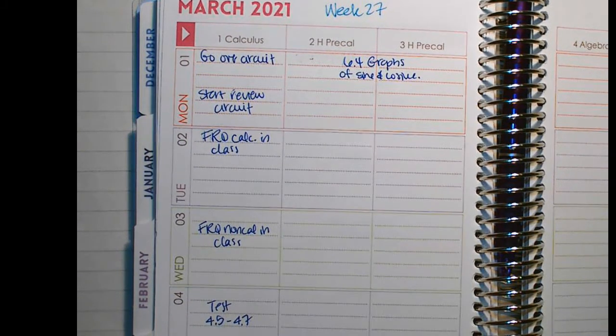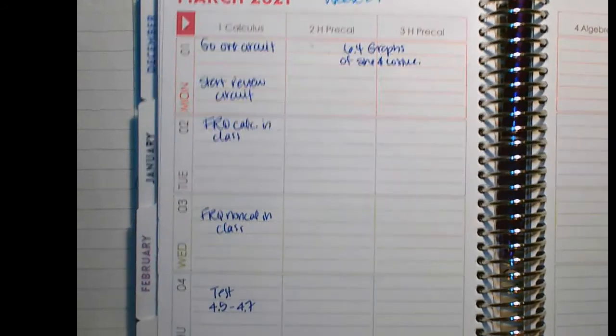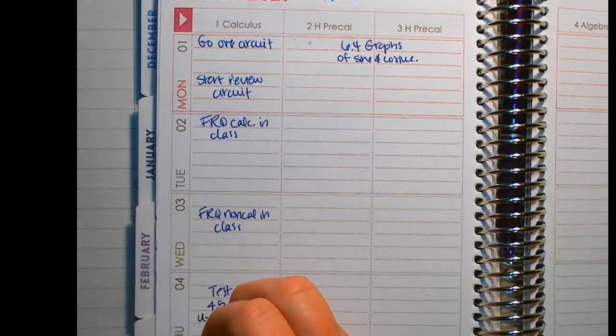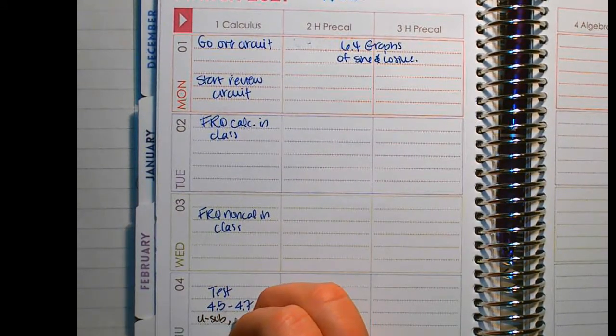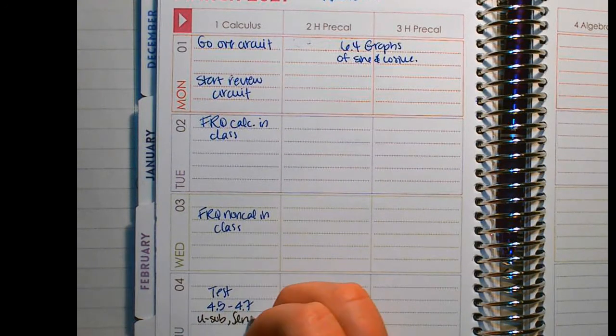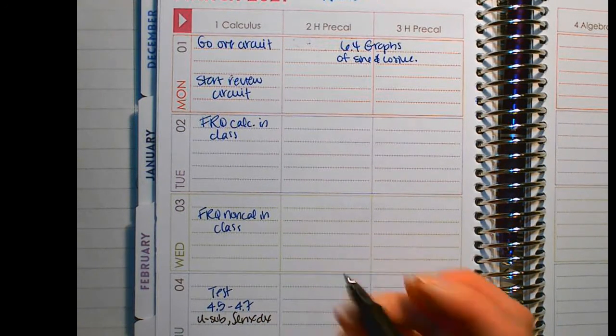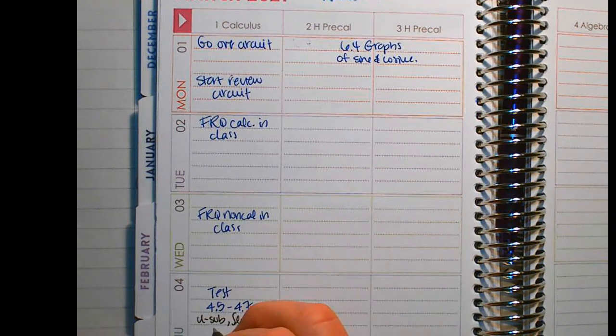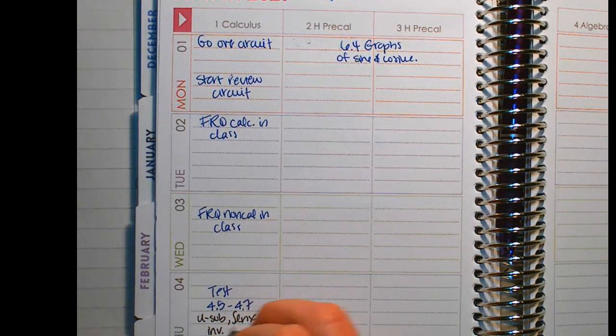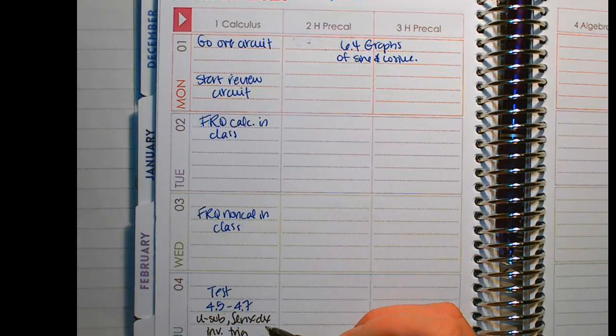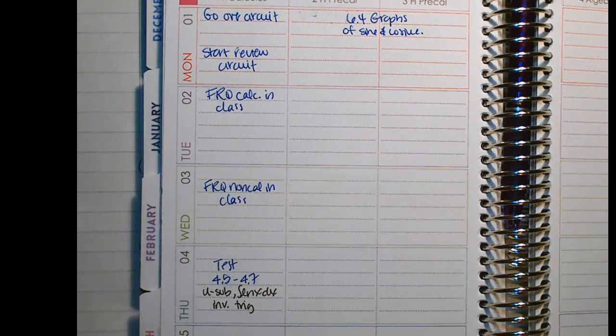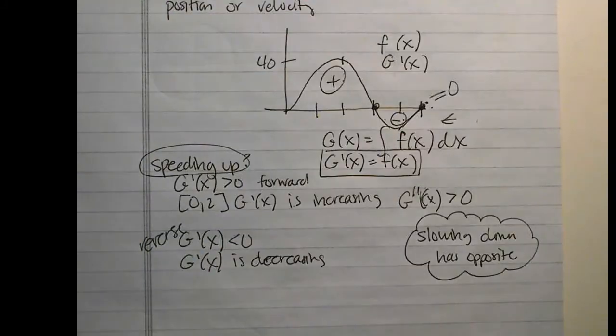So on this test will be, we did U substitution. We're going to do natural log integration, except it's not going to look like that at all. And then we're going to do inverse trig. So there'll be real math, and then there'll be probably an FRQ, because we're spending some time on FRQs. That's where we're going. 4.6.